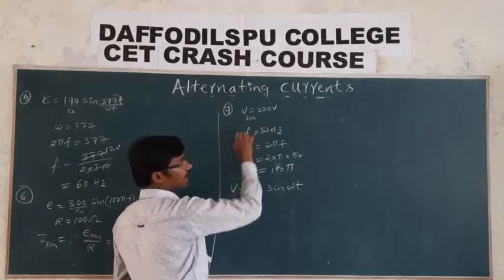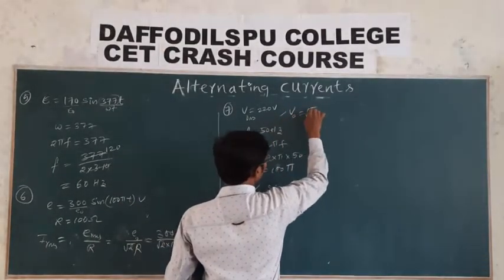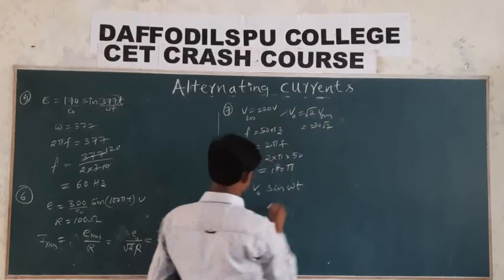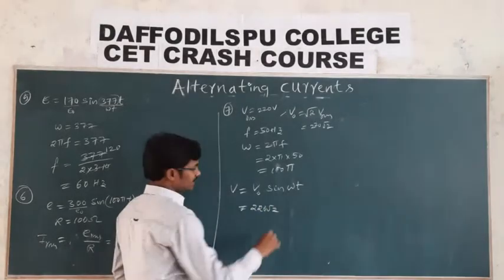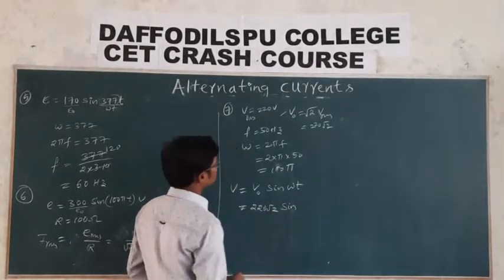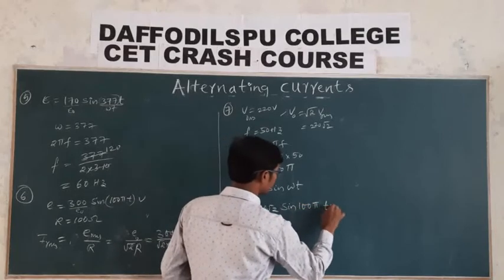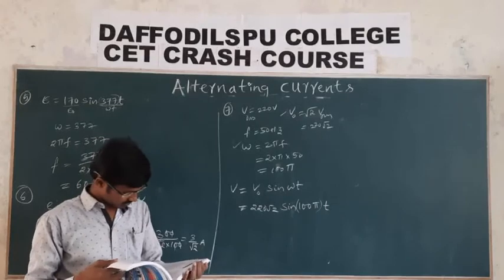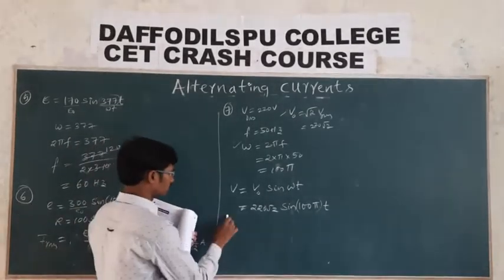But remember, you know the RMS value. Then what about V naught? V naught is equal to root 2 times V RMS. That is equal to 220 root 2. Then 220 root 2 into sin omega t, where angular frequency is 100 pi. So sin 100 pi t, which is the first option. Let us see the eighth one.